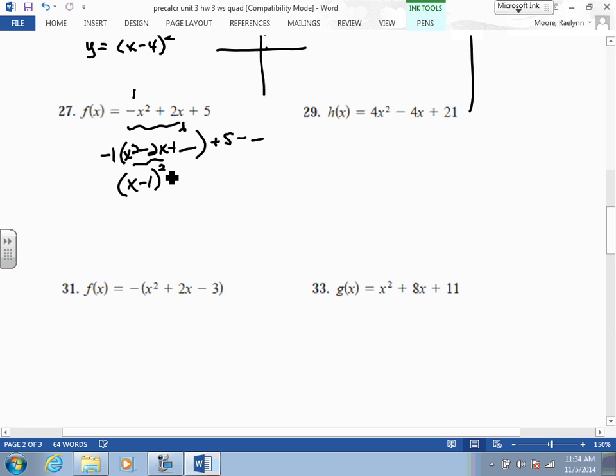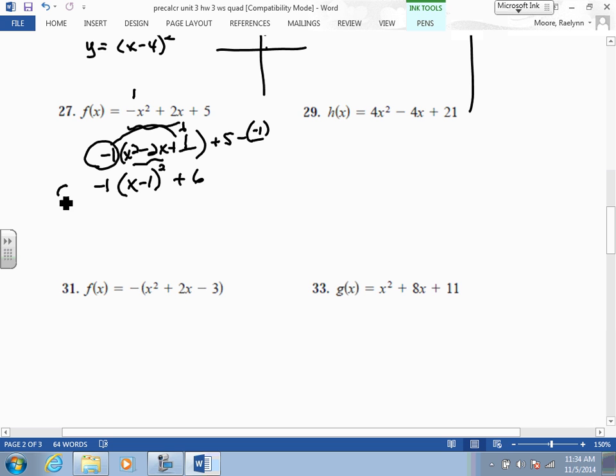Squared. What's 1 squared? So your negative 1 squared is what? 1. Now, that guy is stuck inside those parentheses. In order to get him out of that parentheses, we have to distribute out. So what's negative 1 times 1? Negative 1. What's a negative of a negative? Positive.